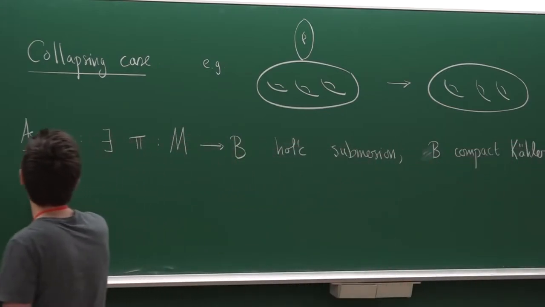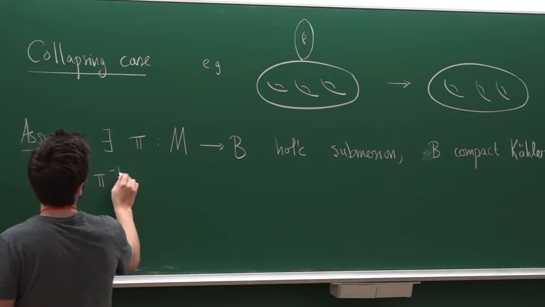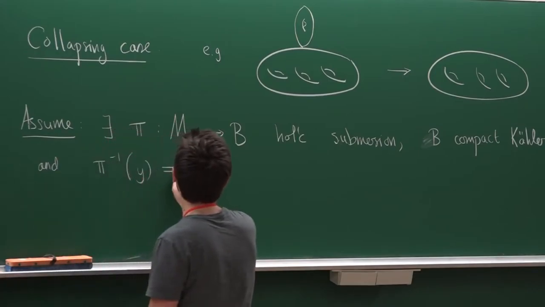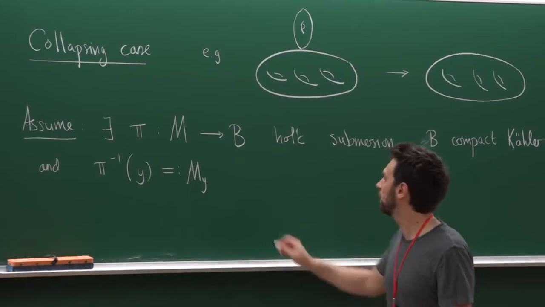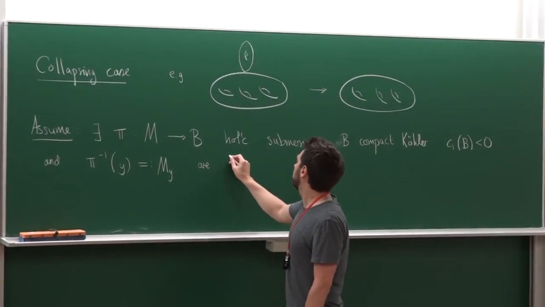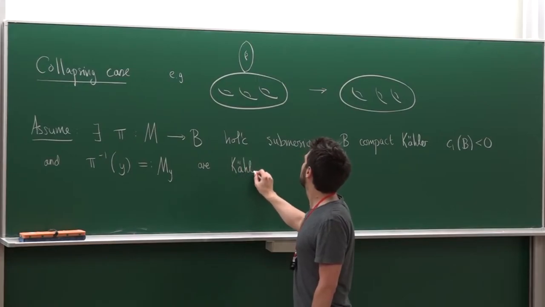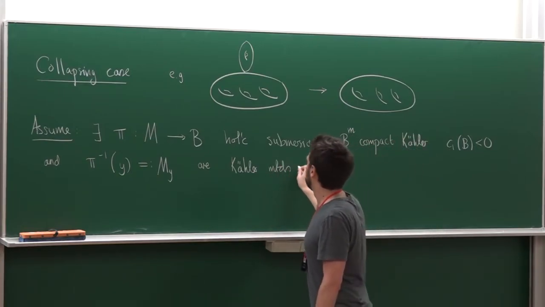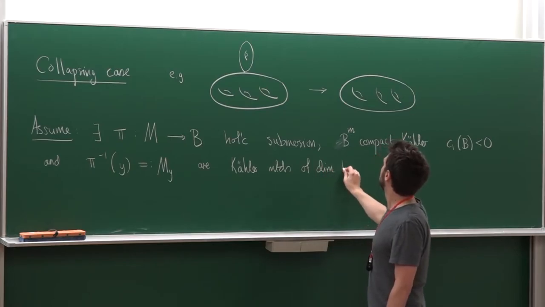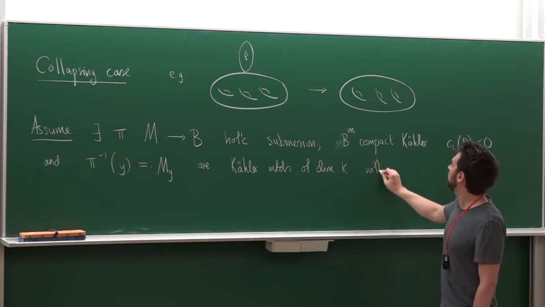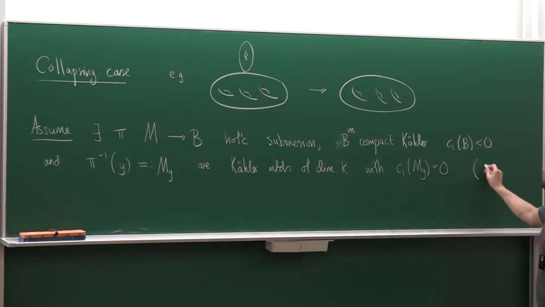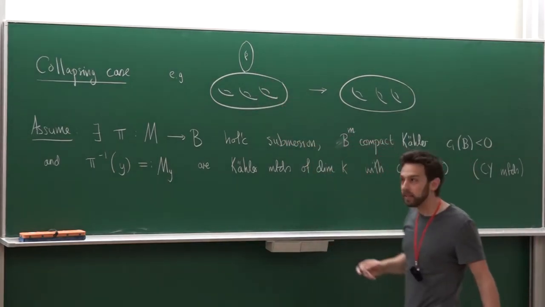And I want to assume that the fibers of this map, so pi minus one of y, which I'll write as M_y, the fibers of the map are again Kähler manifolds. Let's say that B has dimension m. Let's say Kähler manifolds of complex dimension k, with vanishing first Chern class. So c1 of M_y is zero. So in other words, they're Calabi-Yau manifolds. Okay. So this is really a direct kind of generalization of this to higher dimensions.